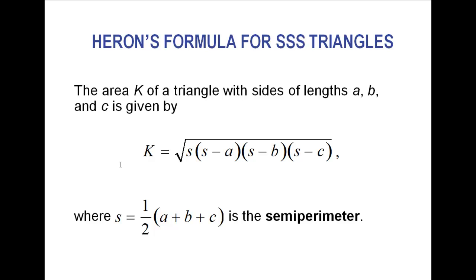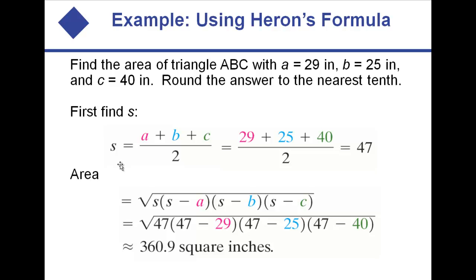Couldn't be any easier. Obviously, you don't want to try and write that thing in as S, because then that formula gets really ugly. Instead, just take it as a two-step process. Figure out what S is, and then plug that into the formula for K, as we will do here. Here is our triangle, 29, 25, 40.